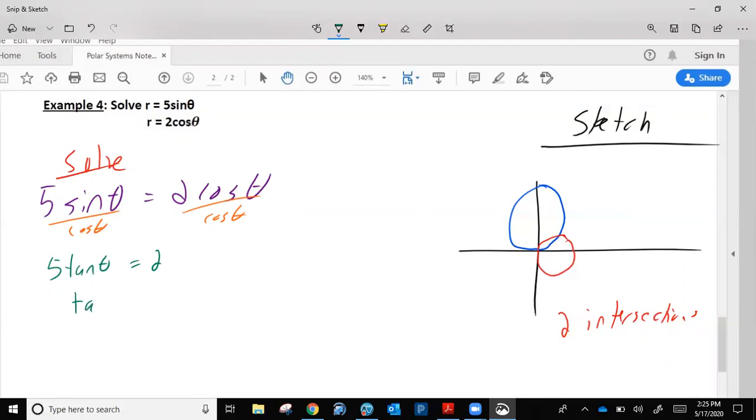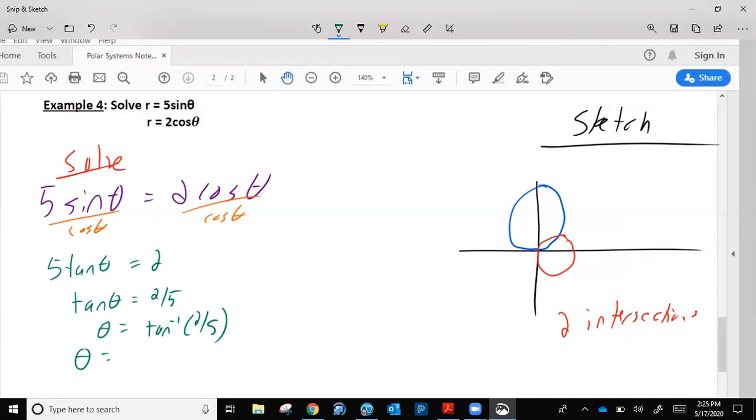Then move the 5. So tangent is 2/5. Take the inverse, and calculator. Remember, inverse on a calculator only gives you one answer, but I know tangent is a positive number. Tangent's a positive 2/5 in the first quadrant. Tangent's also positive in the third quadrant.